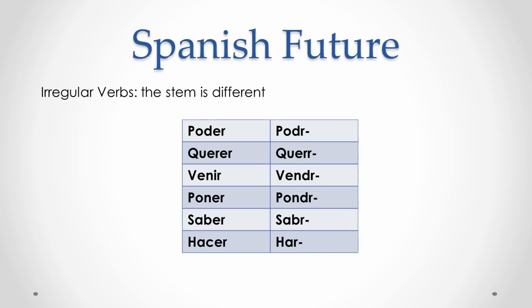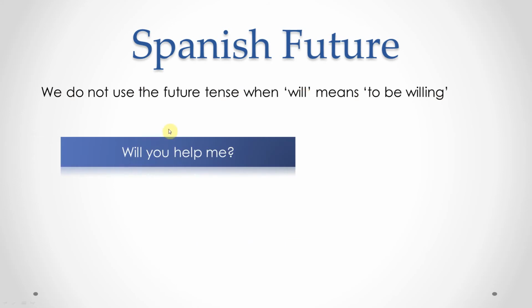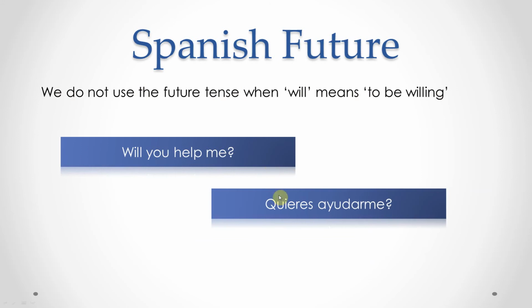It's not difficult. One more thing, we do not use the future tense when will means to be willing, so it has nothing to do with the future. For example, when you say, will you help me? In Spanish, you will say, ¿quieres ayudarme? So that translation is, do you want to help me? We won't say, will you help me? So that's the only case we don't use actually will to have the future in Spanish.